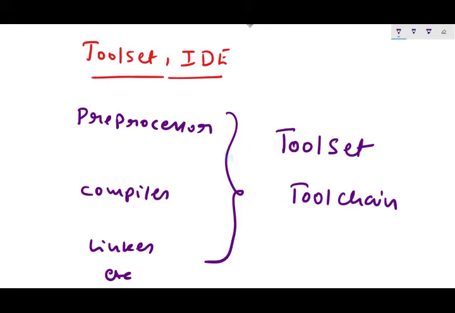If you look at this, then the output of the preprocessor is given as the input to the compiler, and then the output of the compiler is given as the input to the linker, and like that. So a toolset or a tool chain is the bunch of programs like the preprocessor, compiler, linker and others which help us to translate the program from human readable format to machine code.